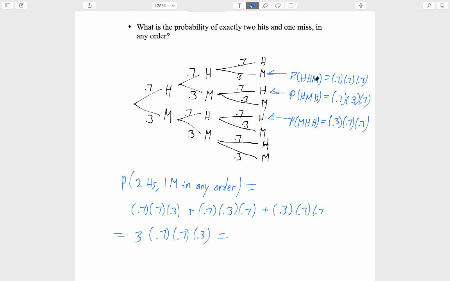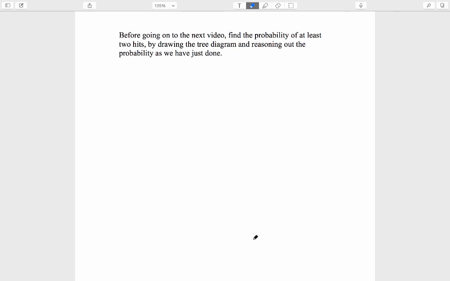Or if you want to write this in a way that reflects the fact that row 3 of Pascal's triangle knows how many separate outcomes there are in this event, we can write 3 choose 2 times 0.7 times 0.7 times 0.3, or 3 choose 2 times 0.7 squared times 0.3. When we compute, this equals 0.441. There is a 44.1% chance that in 3 shots at the target, exactly 2 of them will hit and 1 will miss. Before going on to the next video, find the probability of at least 2 hits by drawing the tree diagram and reasoning out the probability as we have just done.